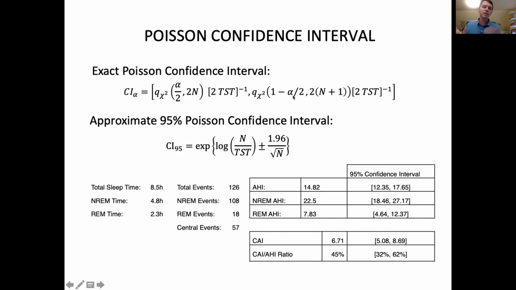But it turns out it's actually not a symmetric confidence interval. It's actually skewed. It has some right skew. So the AHI won't be directly in the center. It'll be closer to the lower bound here.